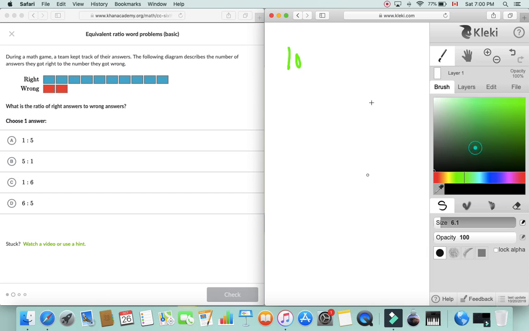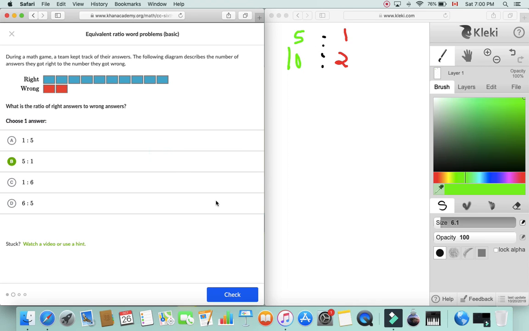10. 2. 10 to 2. What is the ratio of right to wrong? So 1 to 5? No. You cannot do that, Mr. Fred. You can, let's just go down. Let's see if we can do something with this. 5 to 1. That's the answer. 1 to 6.